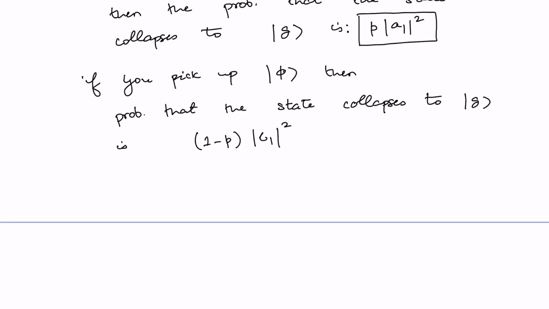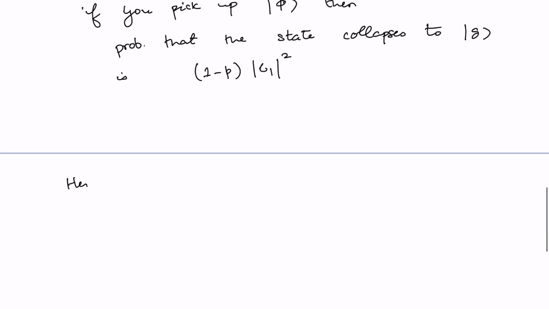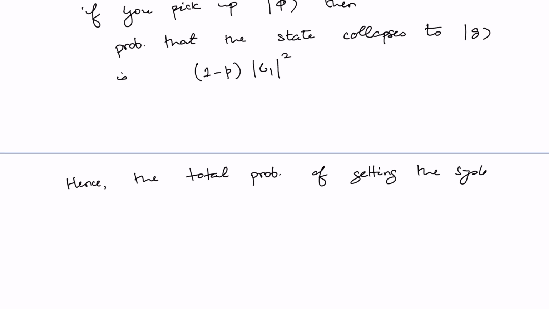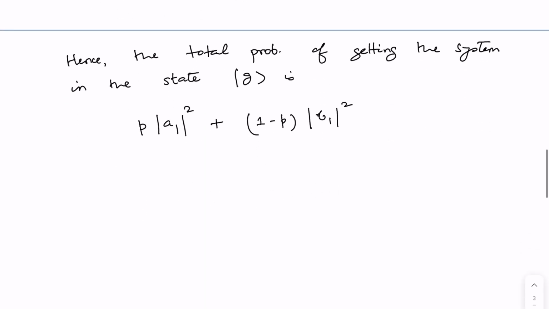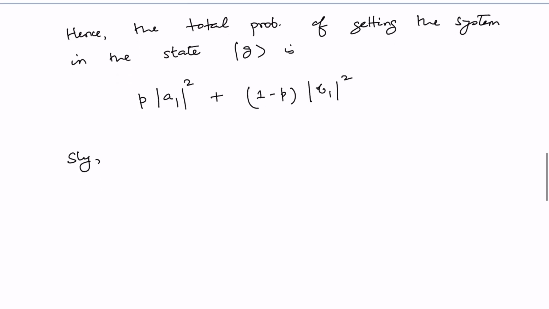So I hope you get the idea here. Hence from here you can say that the total probability of getting the system in the state |E_g⟩ is, first, if you have picked up |ψ⟩, then this is the probability. Then if you have picked up |φ⟩, then this is the probability, (1 minus p) times |b1|², right?